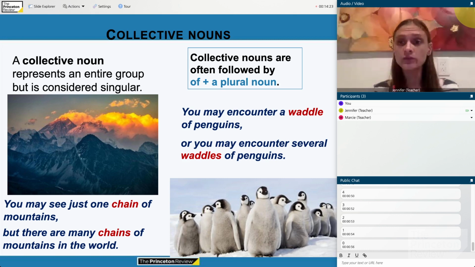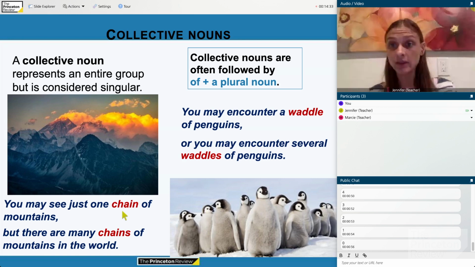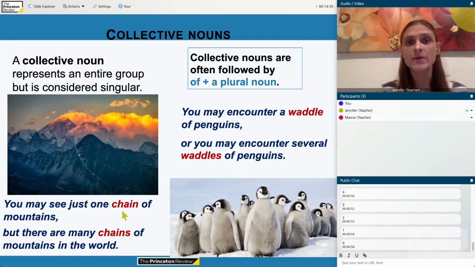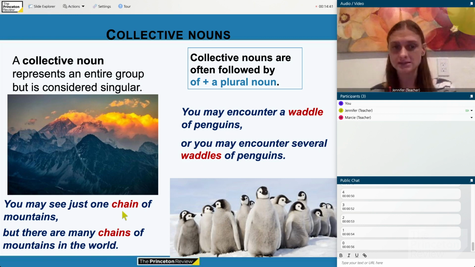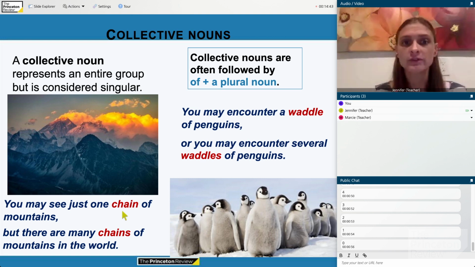And what you're going to encounter on your standardized test with the collectives is subject-verb agreement. So the thing that's going to agree, if there were a sentence about a chain of mountains, the chain of mountains is beautiful versus the chain of mountains are beautiful. Well, since chain is singular, the answer would be the chain is beautiful. So that's something to watch out for.